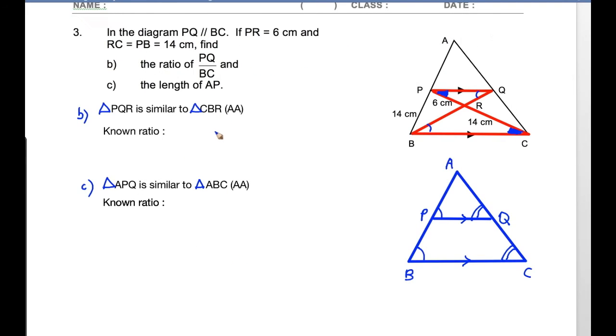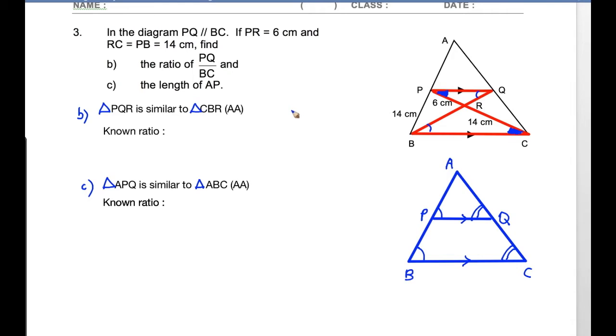In part B of question 3, we need to find the ratio PQ over BC. PQ over BC is the ratio of corresponding lengths of two similar triangles. We know that these triangles are similar because of the two corresponding angles, which are alternate angles. PQR is similar to CBR.